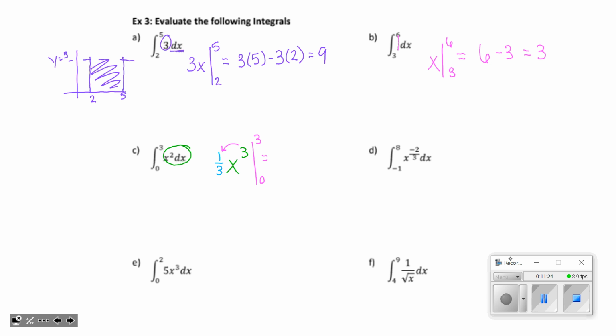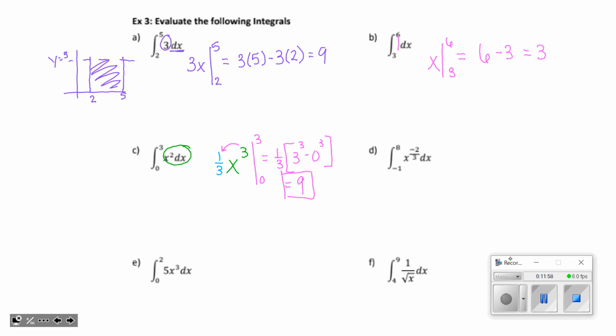Now, I love doing these simple ones where it's 0 because when you plug in 0 to x to the third, it's just 0. So when we practice this a little bit, we can get kind of lazy with not having to worry about plugging in the 0. So I'm looking at 1/3 of 3 to the third minus 0 to the third. And I'm kind of lazy, so I don't write that 1/3 any more than I have to. So 3 to the third is 27. A third of that is back to 9. So the answer is 9.